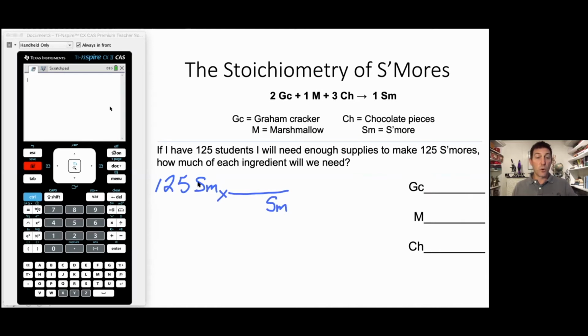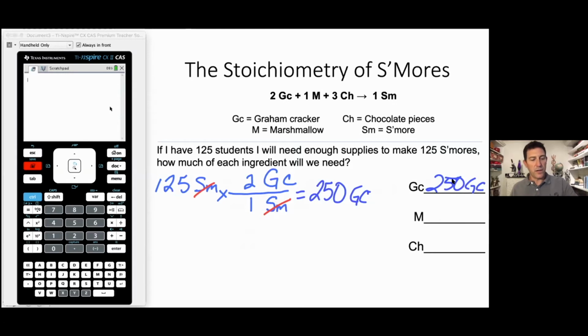So I've got s'mores on the bottom as a unit so that those two will cancel, and I'm going to put graham crackers up here. Now what I need is called a mole ratio, because I have s'mores down here and it looks like I have a 1. So for every 1 s'more, how many graham crackers do I need? I need 2. That's my mole ratio. These are going to cancel, and I'm left with graham crackers. Then I take 125 times 2, which fortunately I think I can do on my own. That's 250 graham crackers.